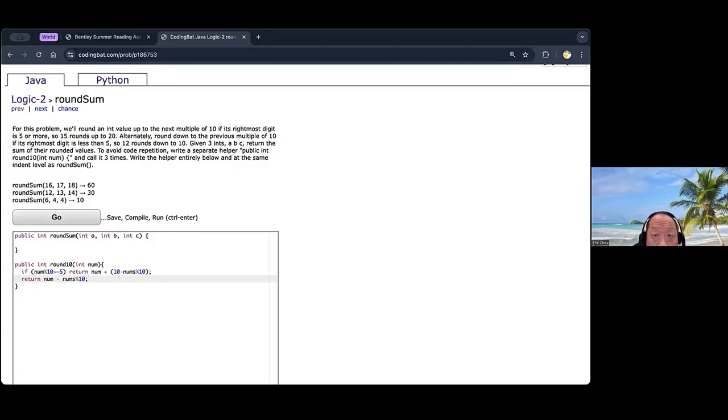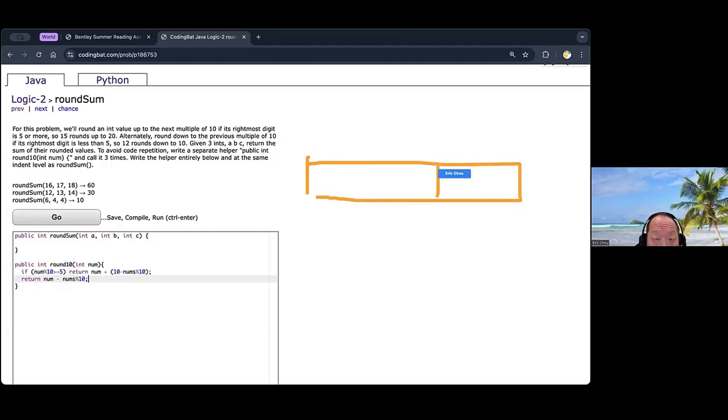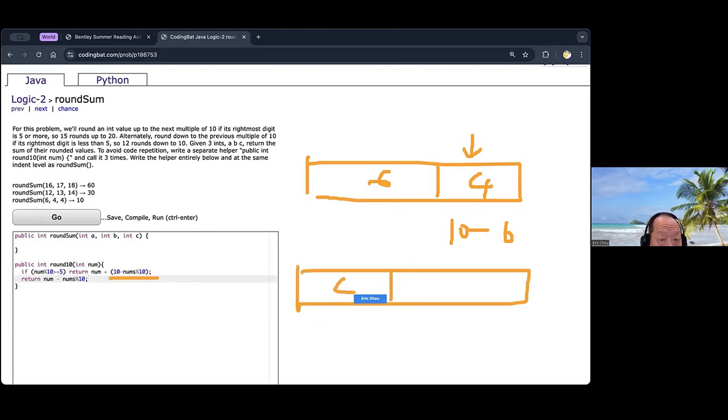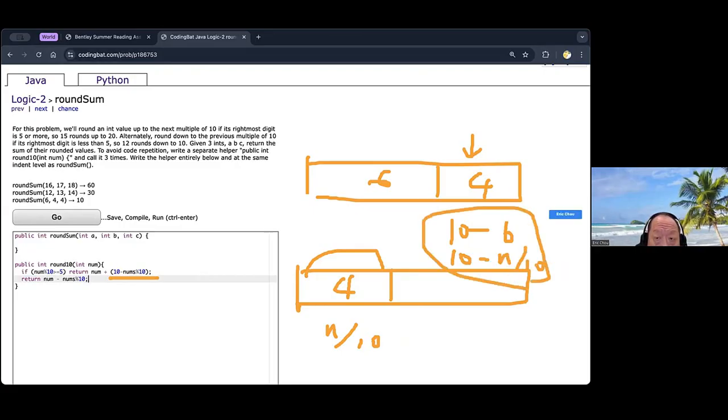Let's look at this one. You actually need to work on the remainder much more. Here you are 5 or more, let's assume you 6. This part you need to minus, 10 minus 6 is 4. That's the part you want to add. If you are 4 only, this part you want to get rid of is nums modular 10. Okay?